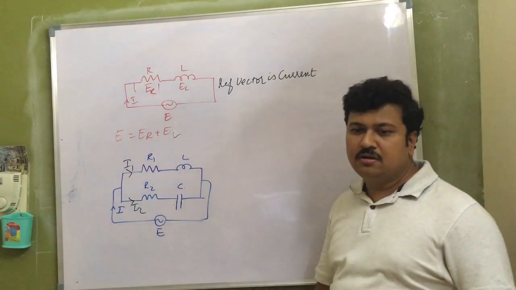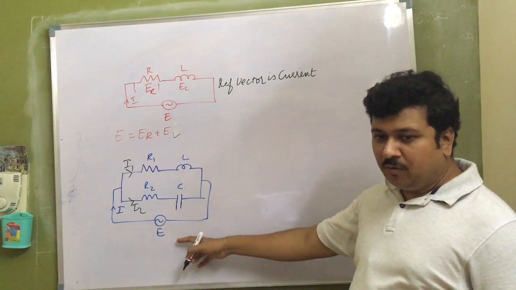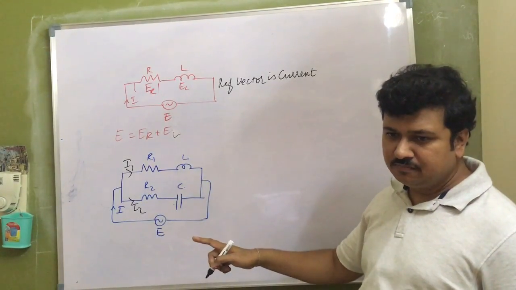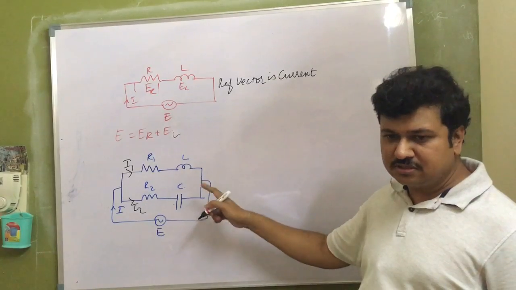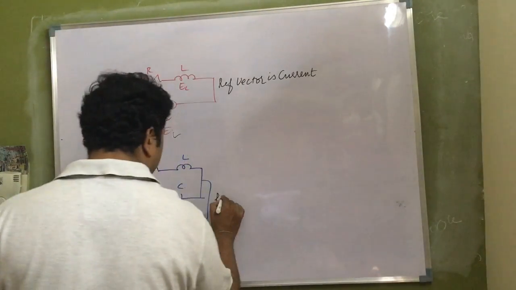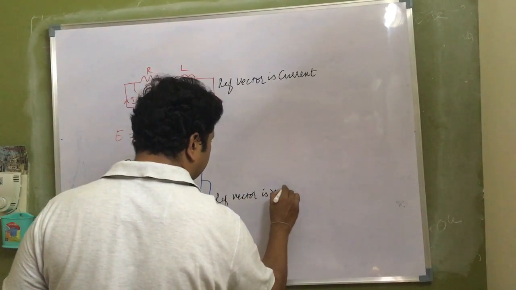In a series circuit, the reference vector is current. In a parallel circuit, the voltage across each branch is common. Therefore, in a parallel circuit, the reference vector is voltage.